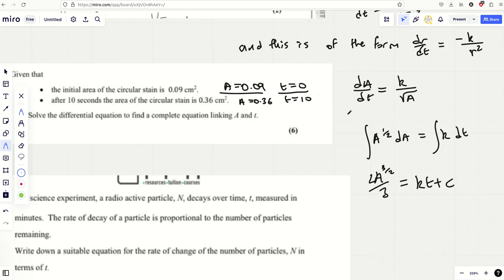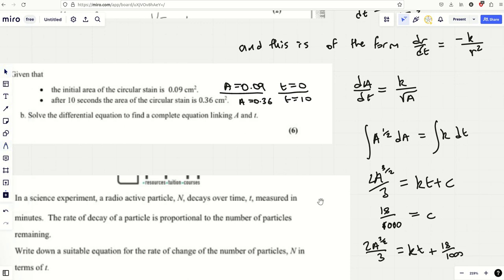And now we'll plug in t equals 0, a equals 0.09. 0.09 is 9 over 100. Square root that, you're going to get 3/10. Cube it, you're going to get 27 over 1,000. 2/3 of 27 over 1,000 is 18 over 1,000. Oh, which can be simplified further, but let's just leave it like that. So 2a to the 3 over 2, over 3, equals kt plus 18 over 1,000.